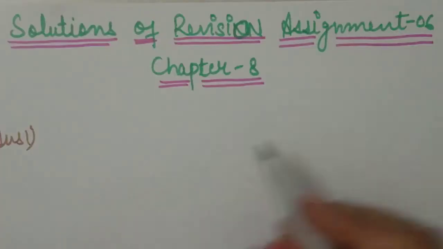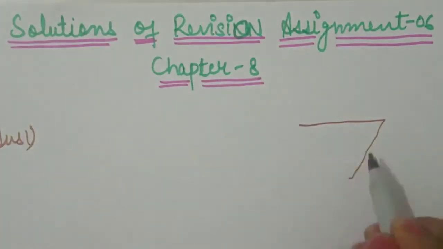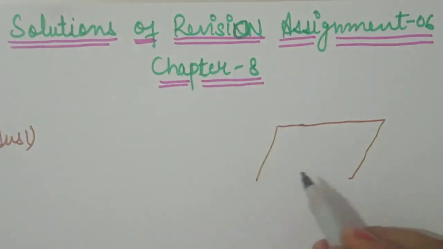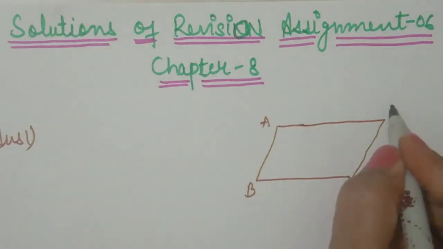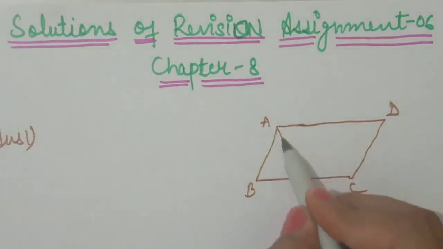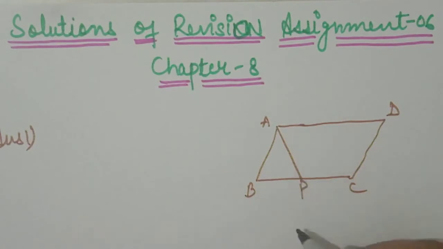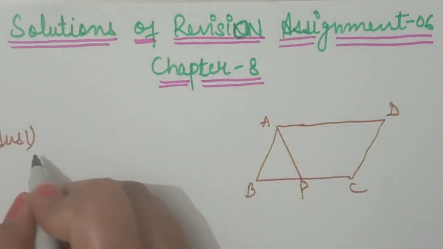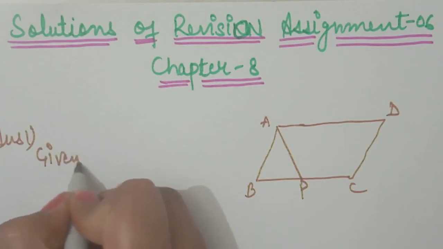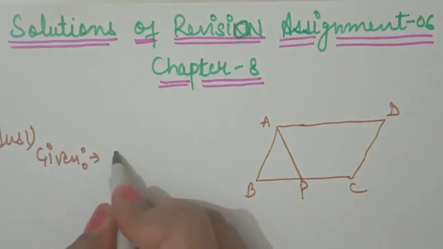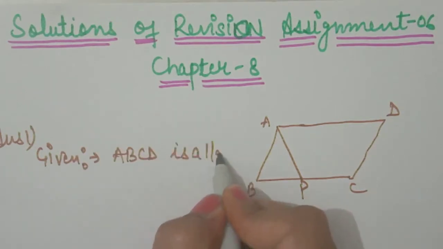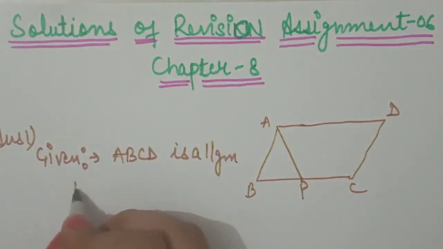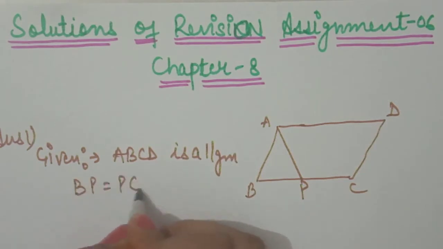So students, answer 1. First of all, we have to draw the diagram. We have a parallelogram ABCD and this is the midpoint of BC. It is given that. So first of all we have to write what is given. First of all, ABCD is a parallelogram. Second, P is the midpoint. It means BP is equal to PC. P is the midpoint. It is given.